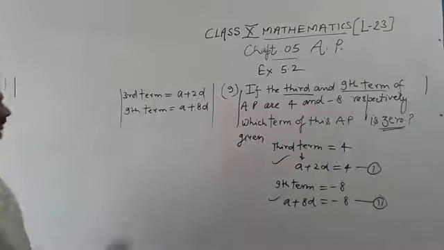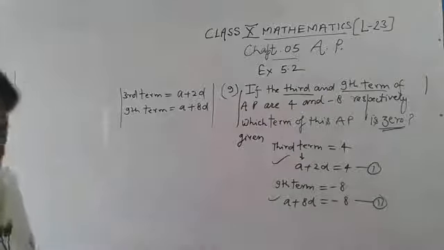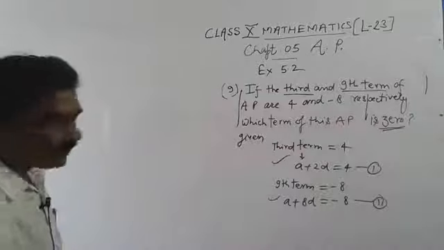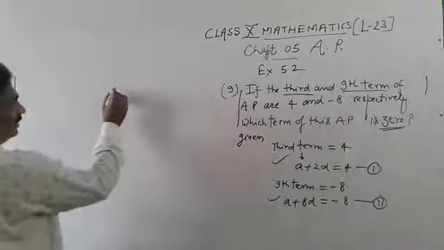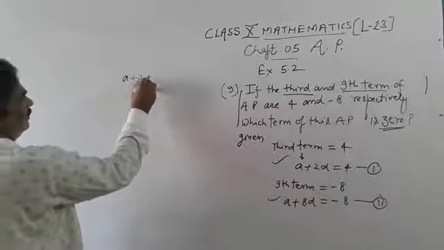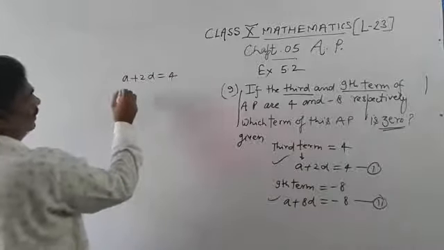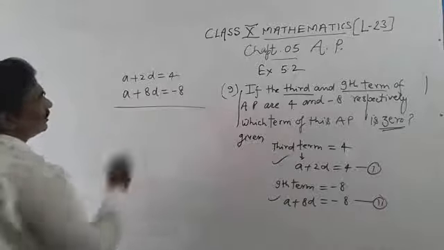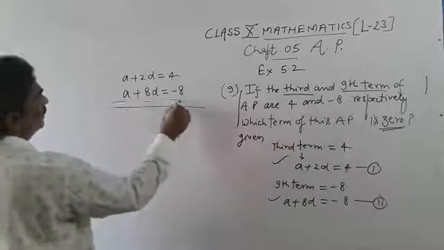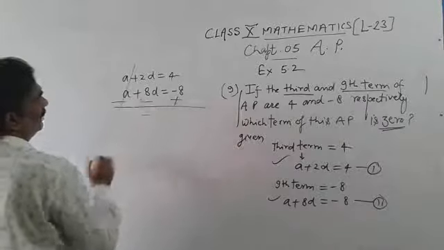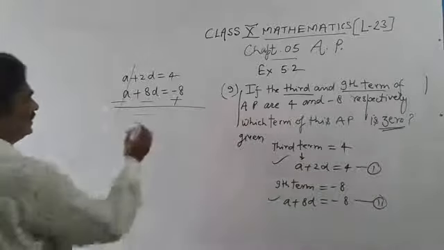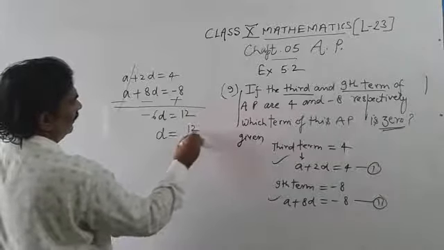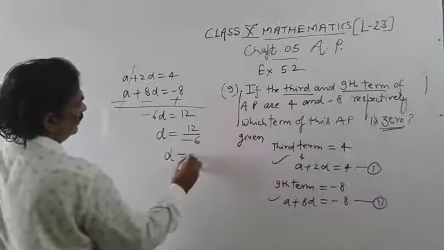Now from the first and second, students, we will solve this by the elimination method. a plus 2d is equal to 4, a plus 8d is equal to -8. Subtract: minus, plus, a cancels out. 2 minus 8 gives -6d, and 4 minus (-8) gives 12. So d is equal to 12 upon -6, it becomes d is equal to -2.